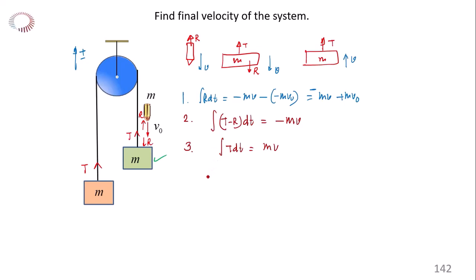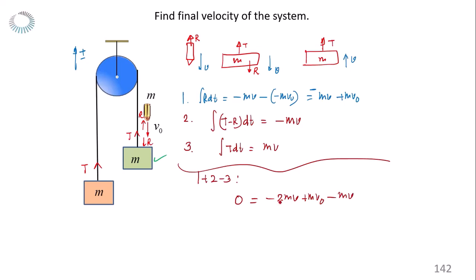Now you have to add and subtract carefully so that I can get the final answer. If I add 1 and 2, then R will cancel out. With that equation, if I subtract 3, then T will also cancel out. So I am adding 1 and 2 and subtracting 3. The left hand side becomes 0. Adding 1 and 2 gives minus 2mv plus m v naught, and subtracting the third equation gives minus mv, which should be equal to 0. So I get 3mv equal to m v naught, or v equals v naught by 3. That is the final answer.